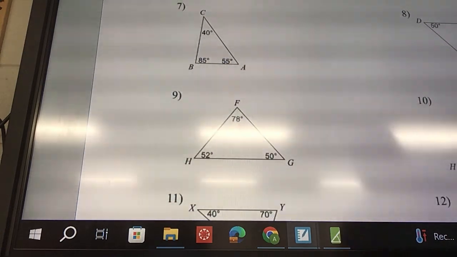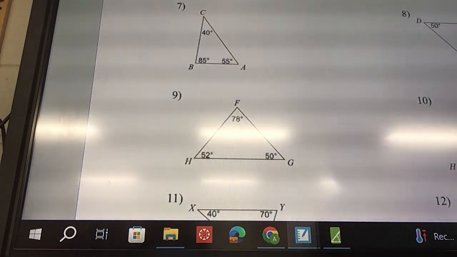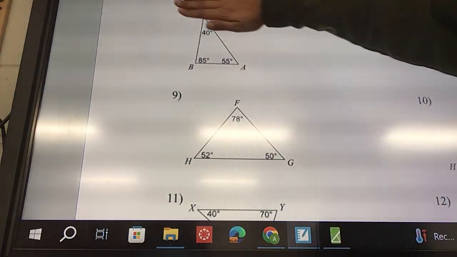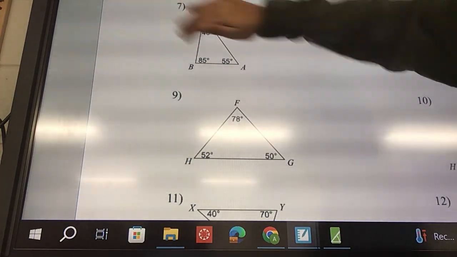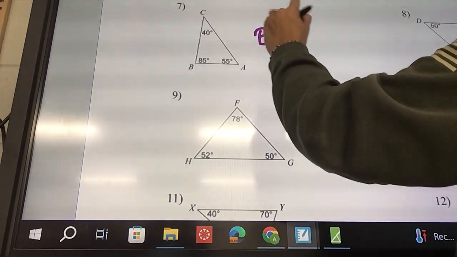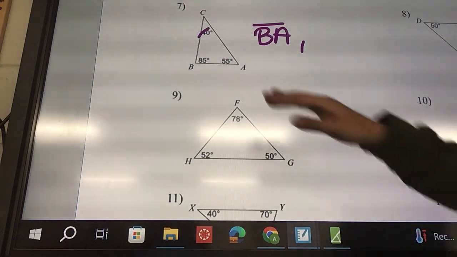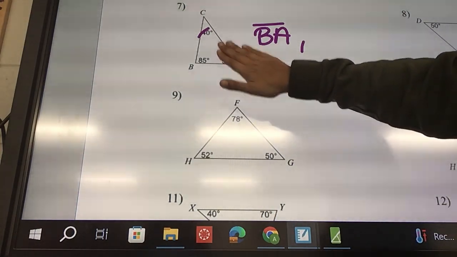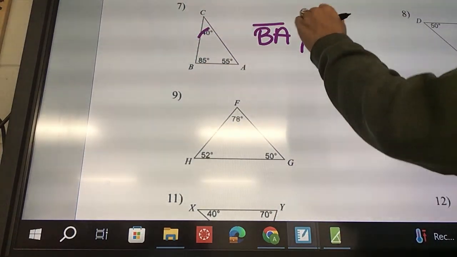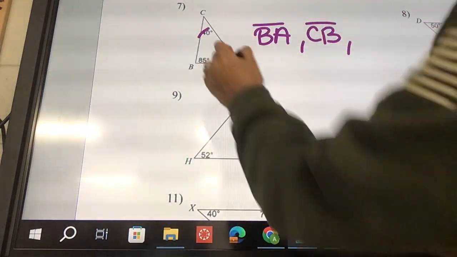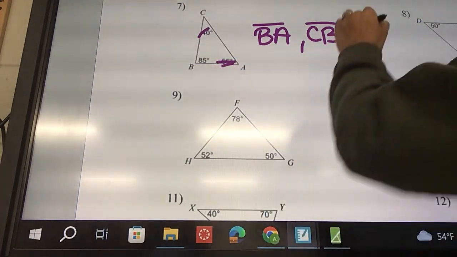Okay, 7. I got 3 numbers: 40, 55, and 85. 40 is going to come first, so I can cover up the C, and I'm left with BA, or AB. And so that one's done. The next biggest one is 55, so I can cover that one up, and I have CB left. And lastly, I have the 85, so I can cover that, and it says CA.